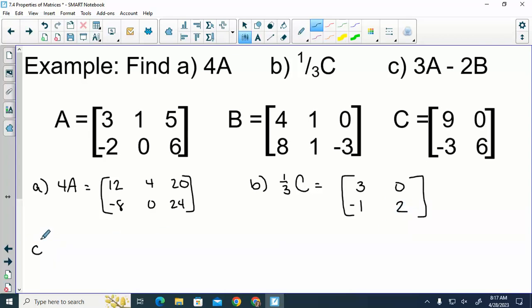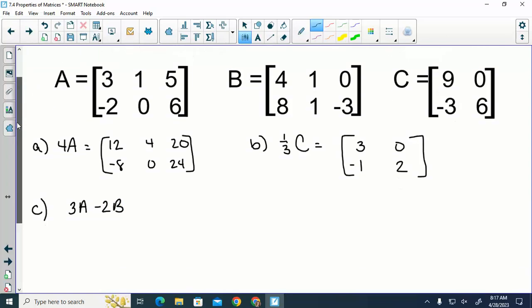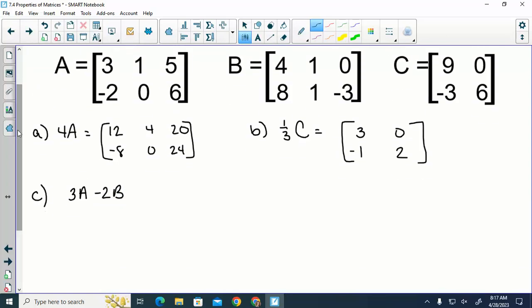3A minus 2B. All right. So you multiply the first one by 3, B by 2, and you subtract it. That's as simple as that. You can show as much or as little work as you need to on this. First of all, are A and B the same size? Yes, so I can put them together. If they were different sizes, I would not be able to. If you need to write out 3A first, you can. 3A, if I take everything times 3, we get 9, 3, 15, negative 6, 0, and 18.